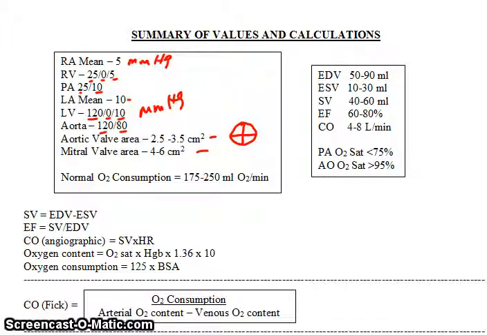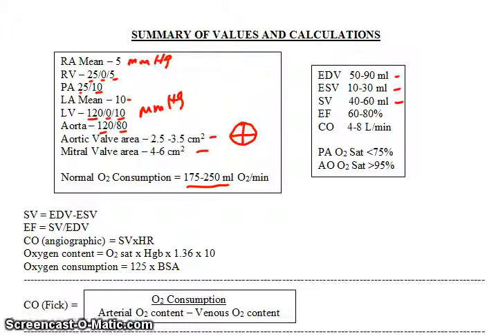Normal O2 consumption for the body is 175 to 250 milliliters of oxygen per minute. The normal end diastolic volume in the left or right ventricle is 50 to 90 milliliters. The end systolic volume in those ventricles is 10 to 30 milliliters. So the normal stroke volume, so that's the amount of blood per stroke, is 40 to 60 milliliters.